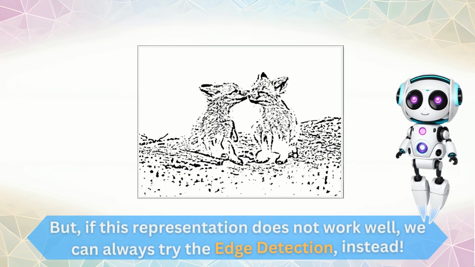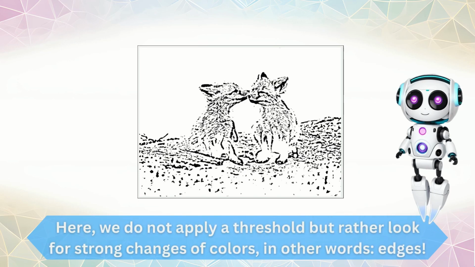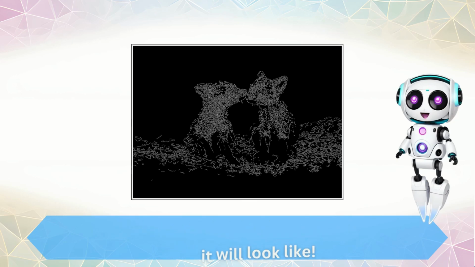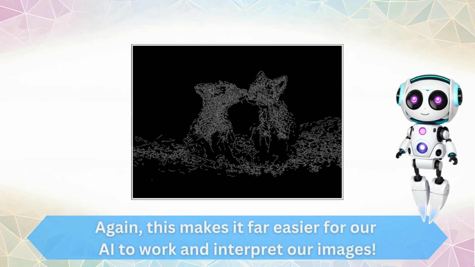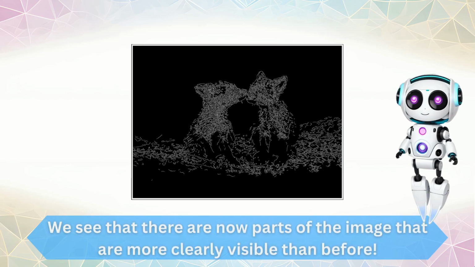But if this representation does not work well, we can always try the edge detection instead. Here, we don't apply a threshold, but rather look for strong changes of colors, in other words, edges. And if we highlight these, that is what it will look like. Again, this makes it far easier for our AI to work with and interpret our images. We see that there are now parts of the image that are more clearly visible than before.